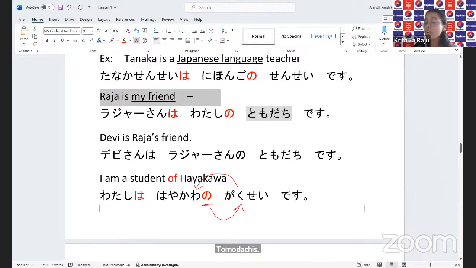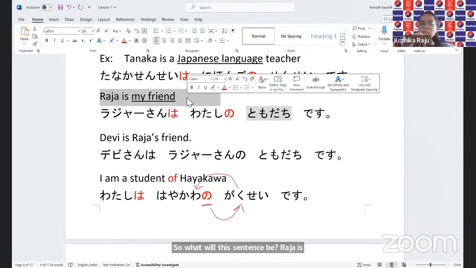So what will this sentence be? Raja is my friend. As for Raja, he is my friend. Can you all try and do this on your own? You can look at the sentence there for reference. Raja-san wa watashi no tomodachi desu. Very good. Correct. Raja-san wa watashi no tomodachi desu.